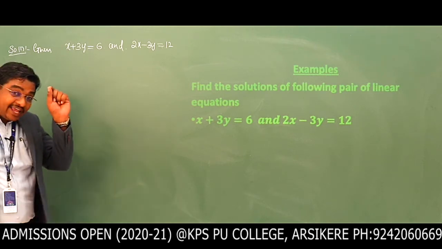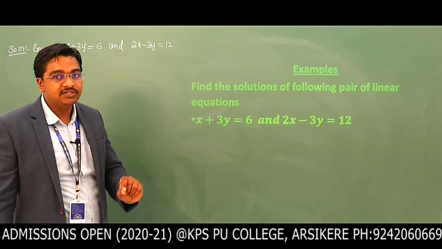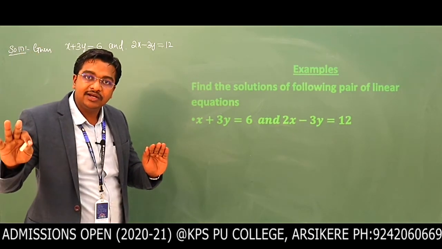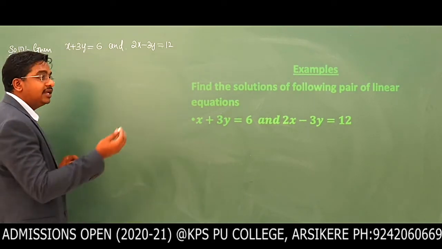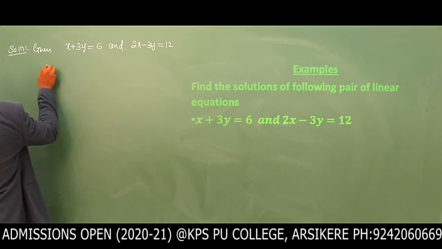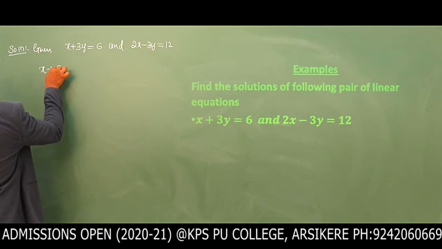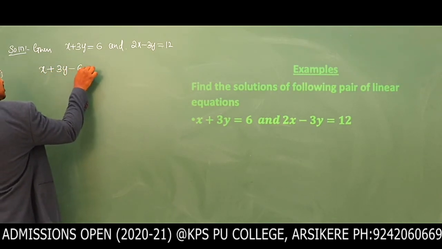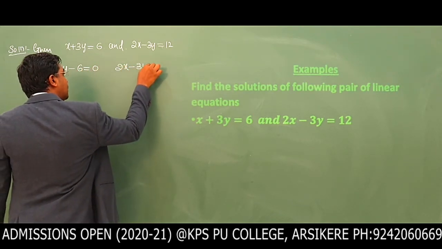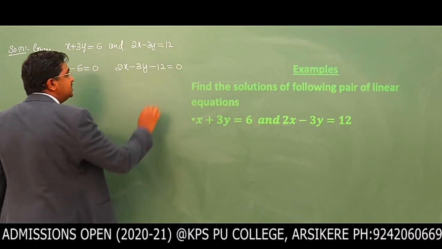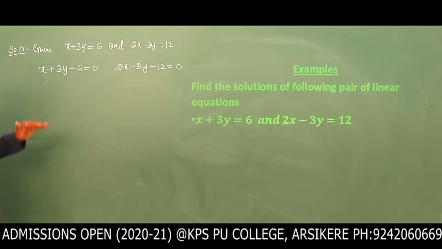It means here ax plus by plus c is equal to 0. That is, on the right-hand side there should be 0, but here we have 6. Take it to the left-hand side. Then x plus 3y minus 6 is equal to 0, and here 2x minus 3y minus 12 is equal to 0. These are the equations.